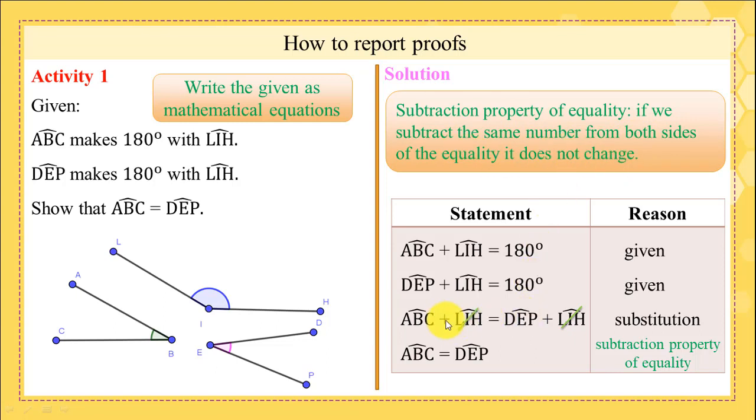So if we have an equation and we have the same quantity or the same number on both sides of the equation, we can eliminate these two numbers or these two angles, or we can subtract them to get the rest of the equation. ABC is equal to DEP. This form of the proof is called two-column statement reason form. We have two columns, the first one for the statements and the second for the reasons.